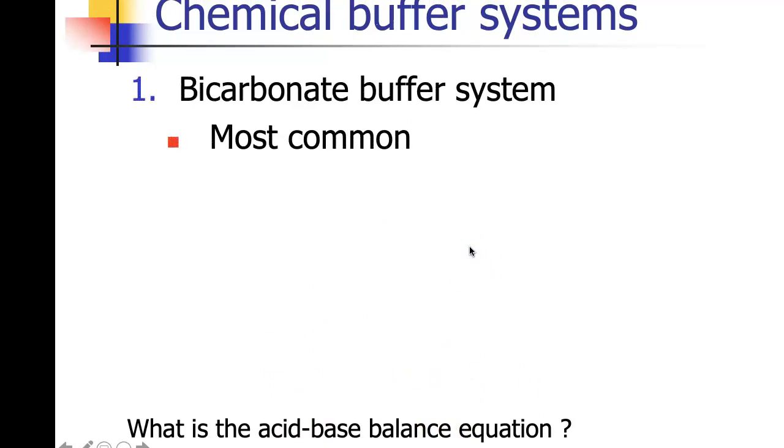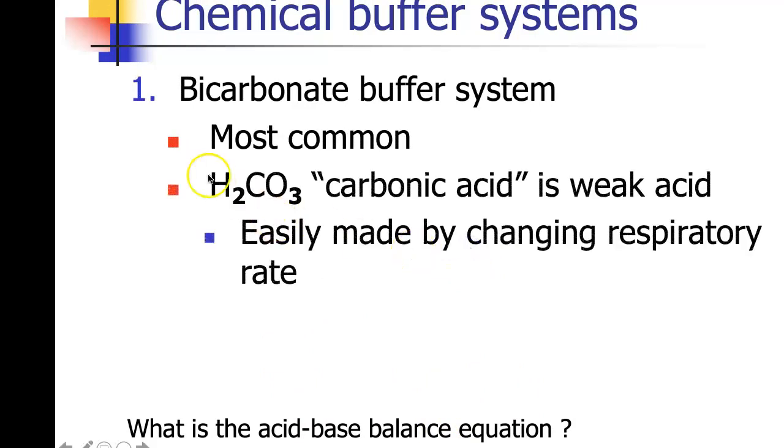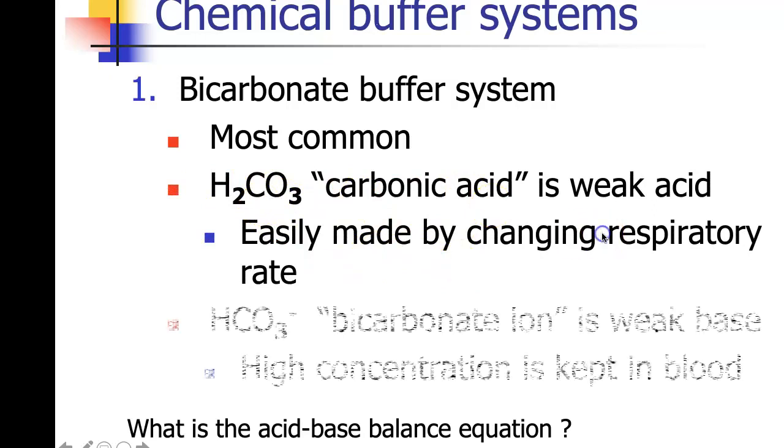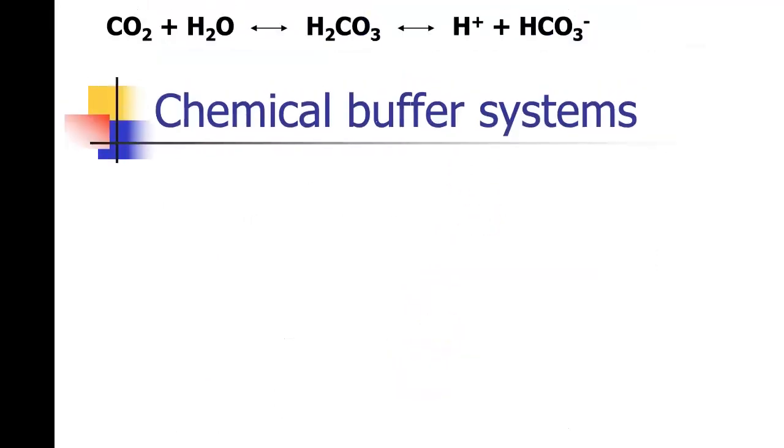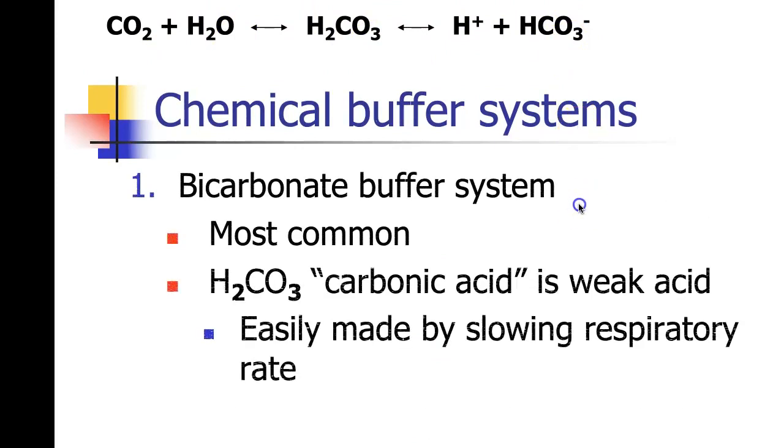Okay. So the bicarbonate buffer system is the most common. We have carbonic acid, H2CO3, as our weak acid. And this is easily made by changing the respiratory rate. Okay. The bicarbonate ion is our weak base, HCO3 minus. And a high concentration is kept in the blood to be able to counteract any acidic changes that happen in the blood. Okay, so what's our equation we got to know about? It's going to be CO2 plus water, carbonic acid, hydrogen ion plus bicarbonate.